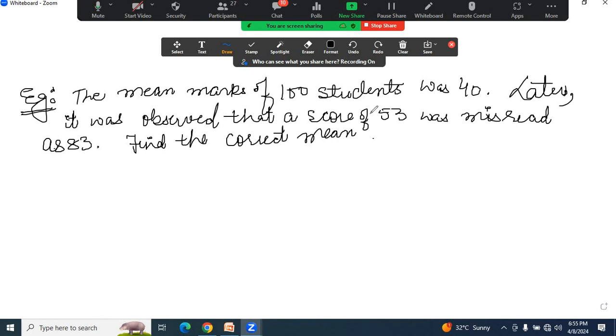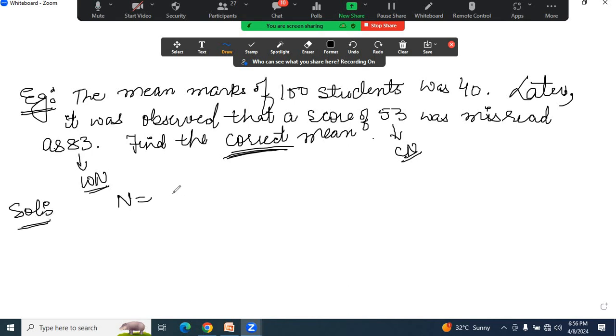Mean of 100 students was 40. But later it was observed that score of 53 was misread as 83. Means actually it was 53, but I noted 83. Means 83 is a wrong number and 53 is correct number. How will I correct my mean? Any idea? No? Okay. So how will you correct the mean?